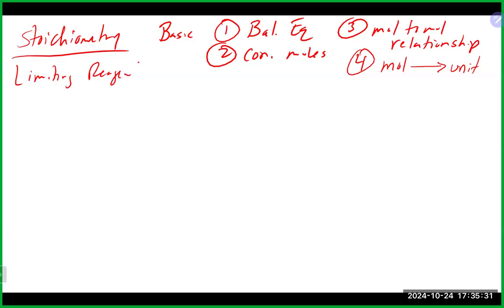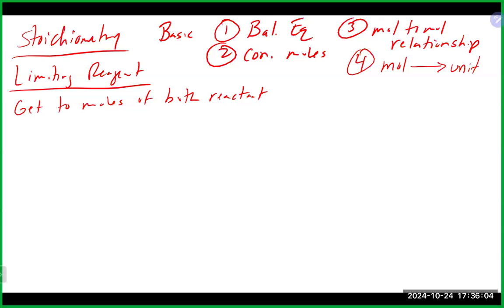In a limiting reagent type problem, the way that you, again, sort of know that it is a limiting reagent is that you can pretty much get to moles of both of your reactants. So with the information given to you, you pretty much simply can convert those values into moles. And that is going to tell you that it is going to be a limiting reagent problem, which means, again, you do need to, calculation wise, determine which one is the limiting reagent.